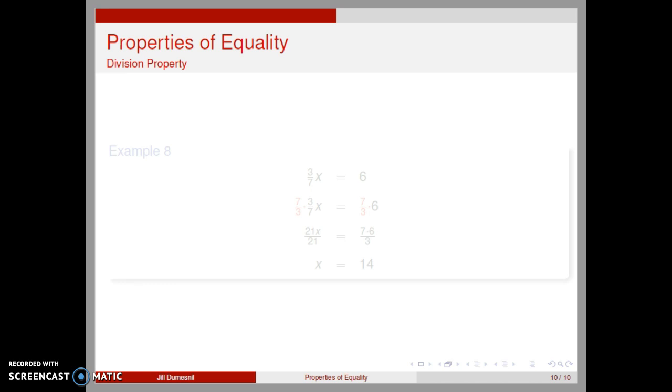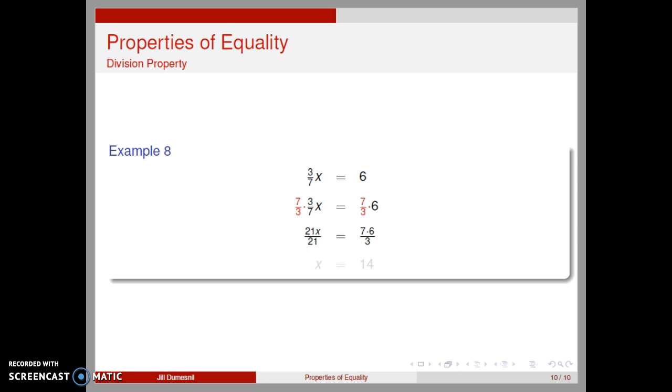In most cases, I prefer to multiply by the reciprocal of a number instead of dividing by the number, as the next example shows. To solve the equation 3 over 7 times x equals 6, we can multiply both sides of the equation by 7/3. The fraction multiplication then produces that 21x over 21 equals 7 times 6 over 3. Simplification yields that x equals 14.